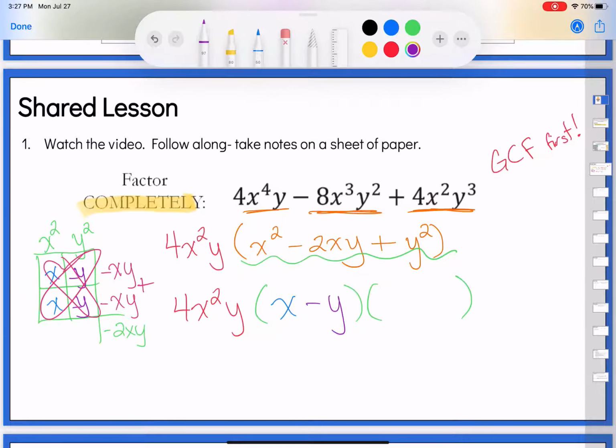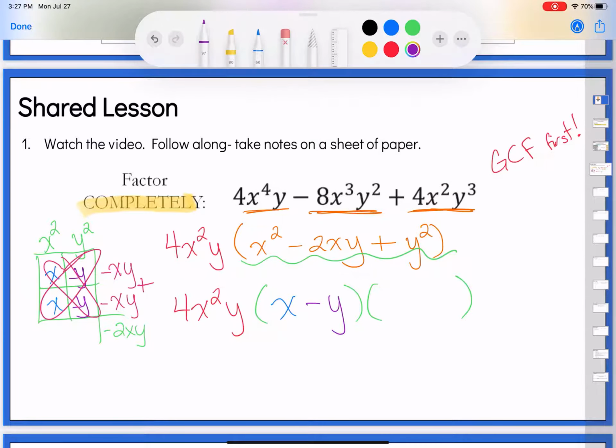times x minus y. Now, if you're not a factor box user and you just like to do the guess and check, totally fine. You don't have to do that factor box. That's totally optional. If you guess and check, let's see, if you just kind of multiply it back out, FOIL it, right? X times x is x squared. X times negative y gives me negative xy, negative y times x, negative xy.